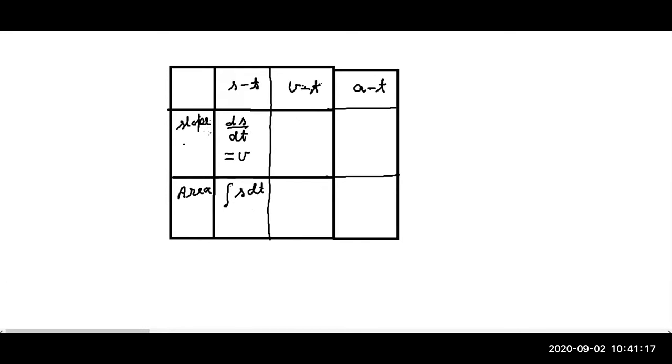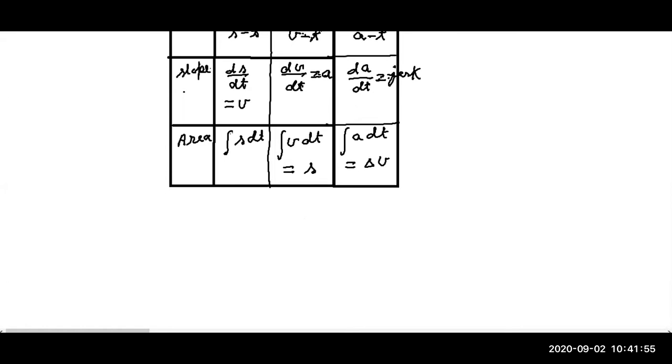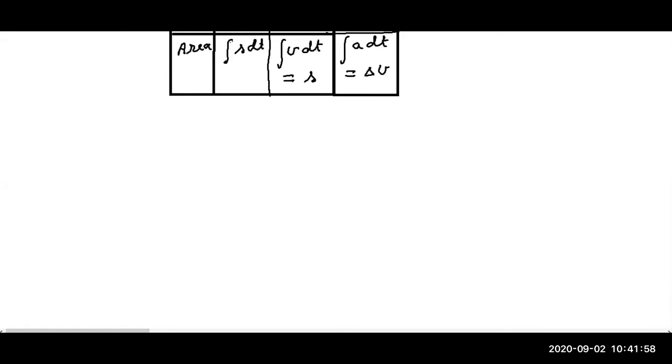Second, for the VT graph, dv by dt is acceleration. So the slope of the VT graph is acceleration. Then the area of the VT graph gives the displacement or change of position. Then we have dA by dt, which is called jerk, and the integral of A dt we call the change of velocity. So these are the things for ST, VT and AT graphs. And we will take some example before moving to the next kind of graphs.